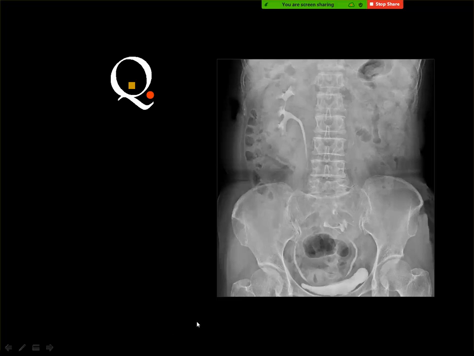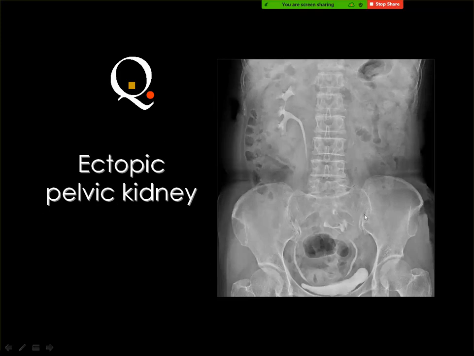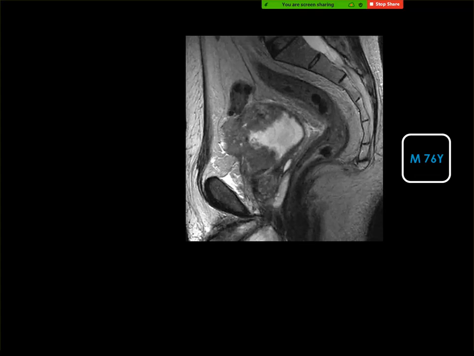Ectopic left kidney. Yes, this is true, and this is an ectopic left kidney. Many times this film is projected in the exam, and I got strange answers for this. I don't know why. This is a straightforward case of an ectopic pelvic left kidney in front of the sacrum.